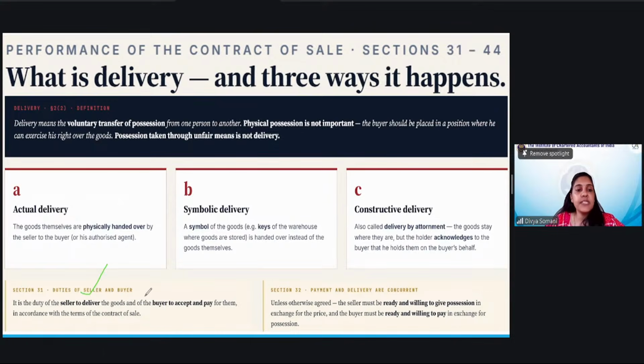What is the duty of seller and buyer? So it is the duty of seller to deliver the goods and duty of buyer to accept the goods and pay for them in accordance with the terms of the contract. This is what is contained in section 31. That is it. Section 31 is over. So what is the duty of seller? What is the duty of buyer? It is contained there.